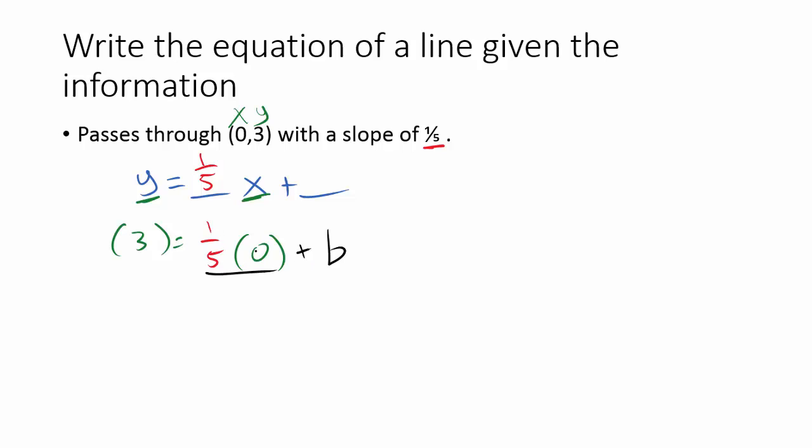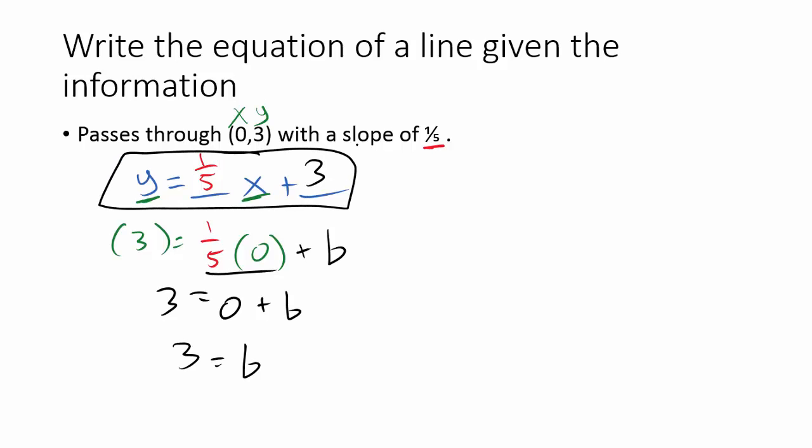Well, over here, anything times 0 is just 0. And I could either move the 0 to the other side, but that's going to keep it the same. This would just be b is equal to 3. So I can plug the 3 in now, and that's my answer.